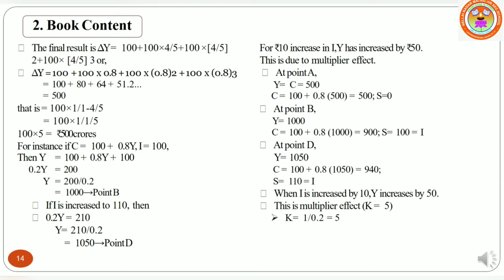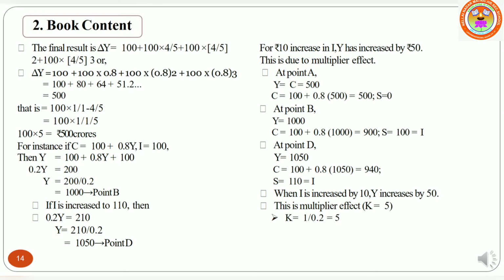If I is increased to 110, so if investment is increased by 10 more, it will become 110. Then 0.2Y is equal to 210. Y equals 210 divided by 0.2, how much? 1050. This is point D. For a rupees 10 increase in investment, Y has increased by rupees 50. So this is due to the multiplier effect.